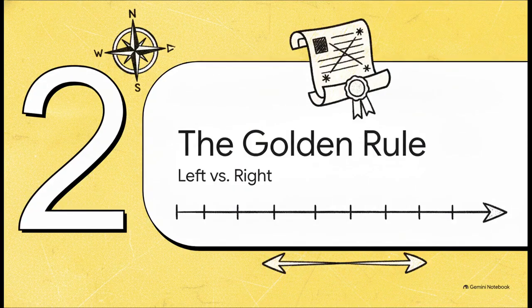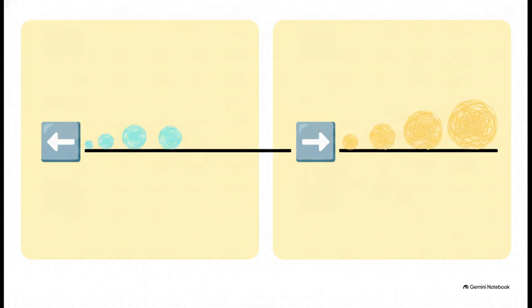Section 2, the golden rule. And this brilliantly illustrates the core mechanic at play here. On the number line, as you move to the left, numbers become smaller, more negative, and they are constantly decreasing in value. But as you move to the right, numbers become greater, more positive, and are constantly increasing in value. Left means less. Right means greater. That is the golden rule you need to lock in, and it's incredibly powerful because it's entirely universal.